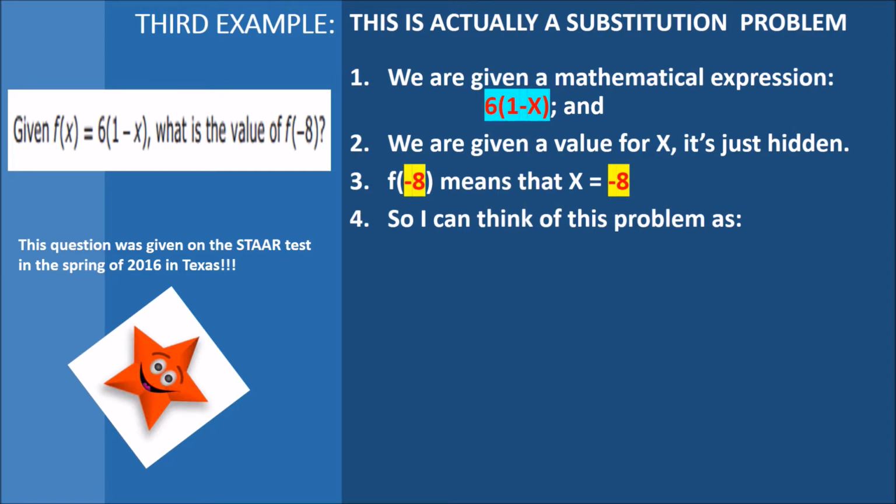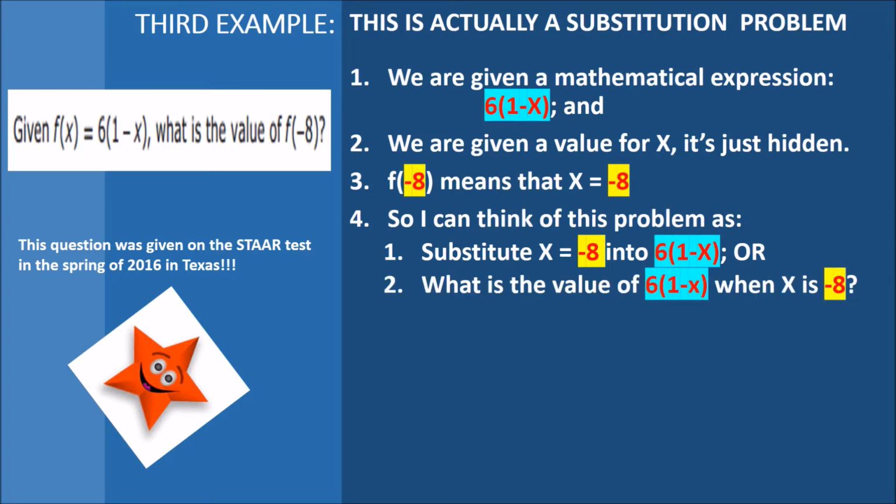So I can think of this problem just like the previous two examples we did. These are two different ways of saying the same thing. Substitute x equals negative 8 into the expression 6 times 1 minus x. It's also the same thing as saying, what is the value of 6 times 1 minus x when x is negative 8? Those are the exact wordings for examples 1 and 2 we just did a minute ago.